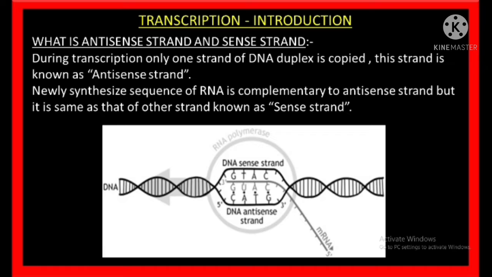During transcription only one strand of the DNA duplex is copied. This strand is known as the antisense strand. Here you can see a DNA duplex, and from this strand the mRNA transcript is generated. So this strand is called the antisense strand, and you can see the nucleotide bases are complementary to each other, but in the case of the other strand, the nucleotide bases of the mRNA transcript are homologous with the other strand, like GGAACC. So the other strand is known as the sense strand.